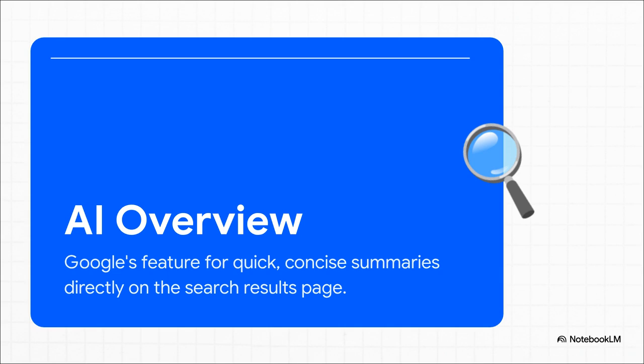Think of it as Google's way of cutting right through all that clutter. Instead of just giving you a list of links to hunt through, it gives you a quick AI-powered summary right at the very top of the page. It basically does the hard work for you, pulling all the key info into one neat little package.